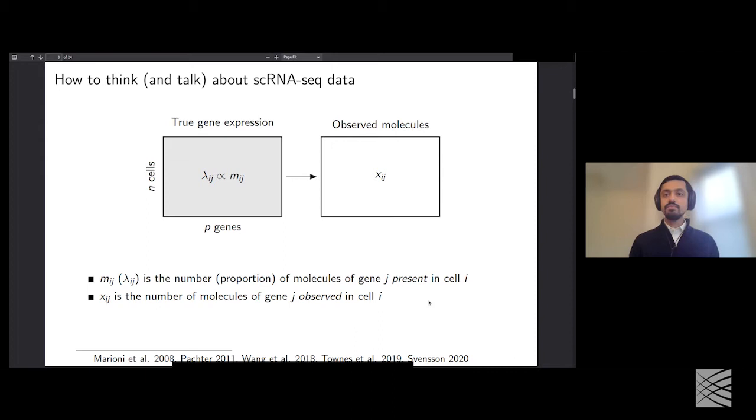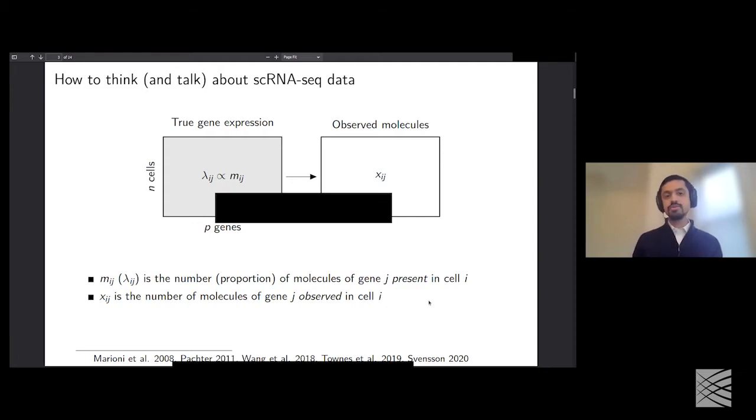Abhishek, just quickly, the lambdas are normalized per cell, so the row sums are one for lambda? That's right. The idea is that lambda_ij is the relative expression level of gene j in cell i. And if you sum over all the genes within one cell, that will sum up to one.